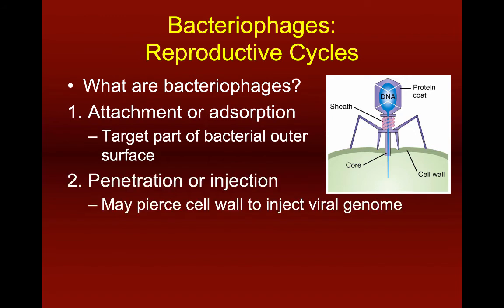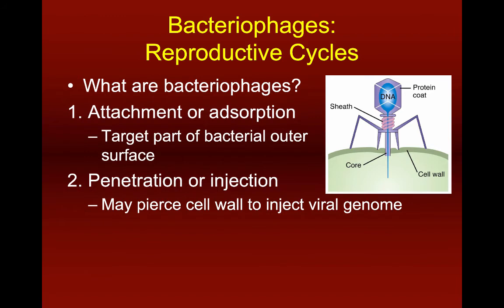So the next step that's going to happen is the virus is then going to inject its genetic material into that host cell. It's almost like a hypodermic needle situation where the DNA is injected into the host cell, and the protein coat stays on the outside and eventually just sloughs off and goes off into the environment.